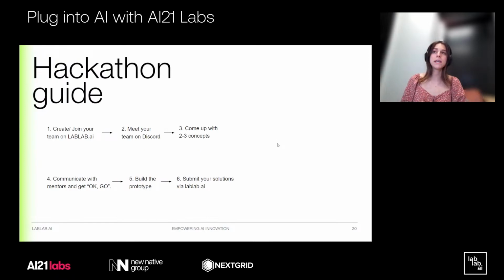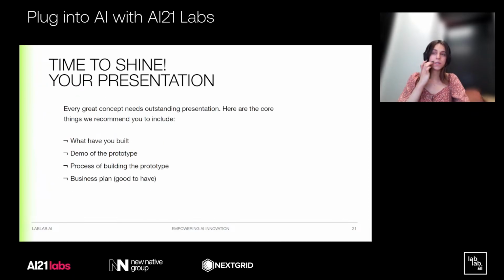So we just completed the team creation process, and we figured out how to meet the team on Discord and then how to communicate with mentors. Then let's move on to the submission process. First of all, to submit your product, you need to provide us some information about it. Here are some core things that we recommend you work on first and put the most effort into. First of all, what have you built?